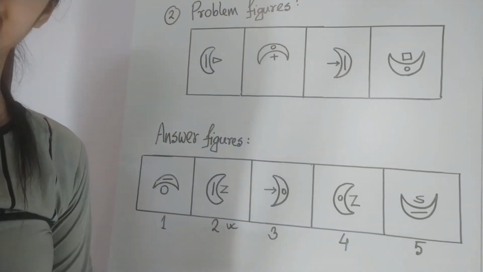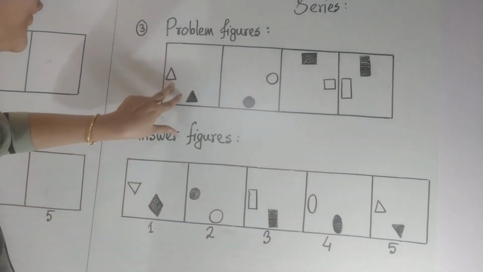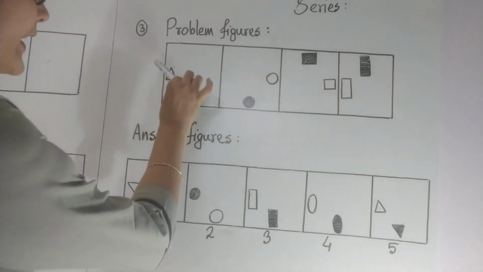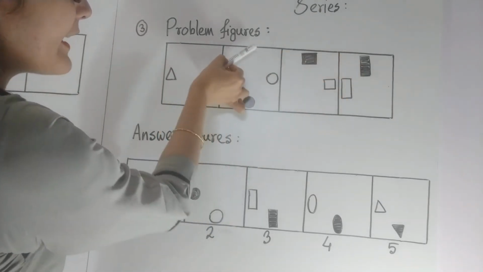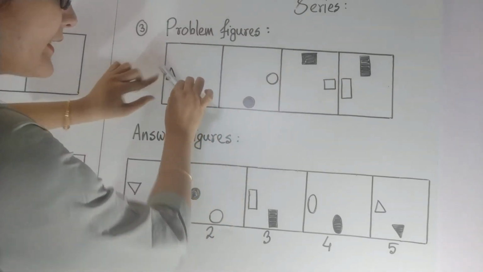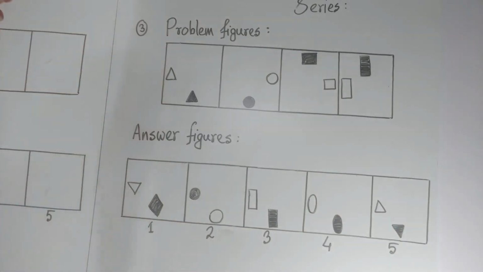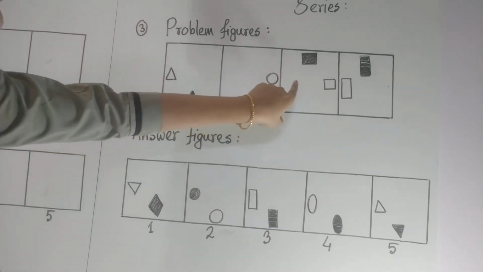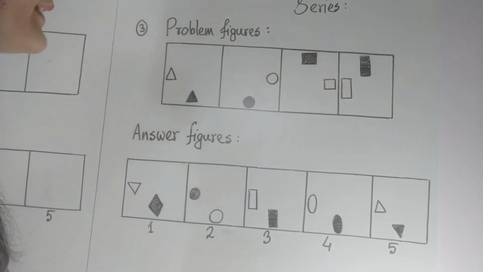Okay, next. In problem number 3, see here there are 2 elements in each box. These 2 elements are rotating like this. Here it is like this, then like this, then like this, and then again like this. Again it will become like this. See, in the option figures all figures are like this only. Next, in each figure 2 new elements are coming, and amongst them one is shaded, right?